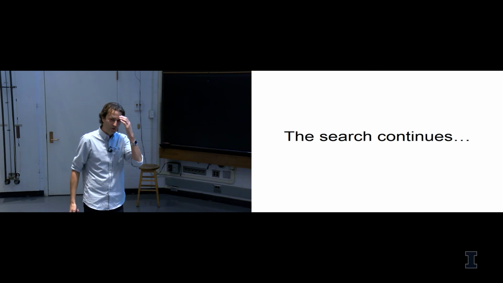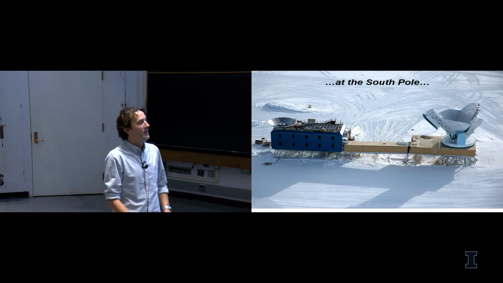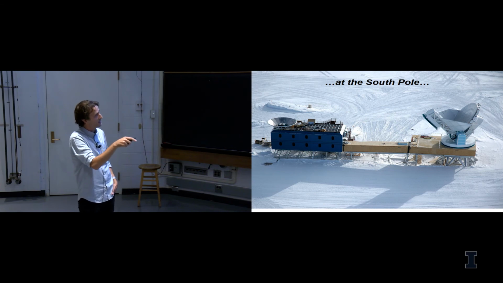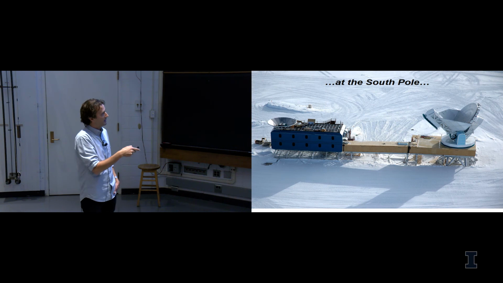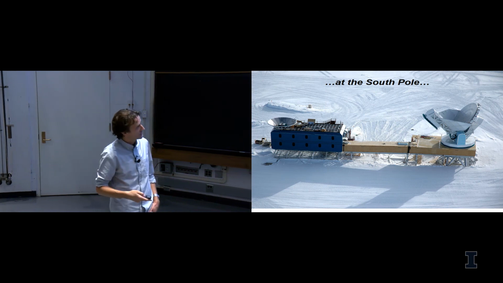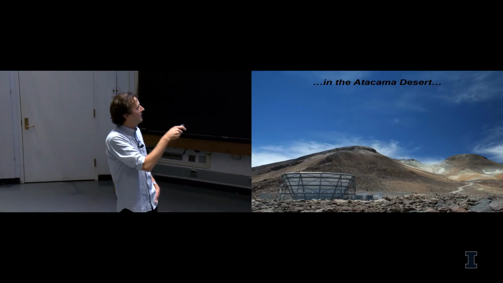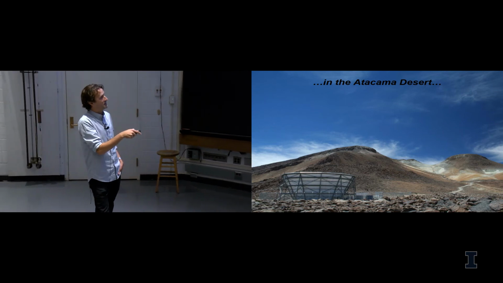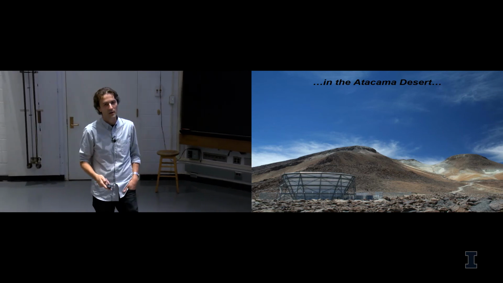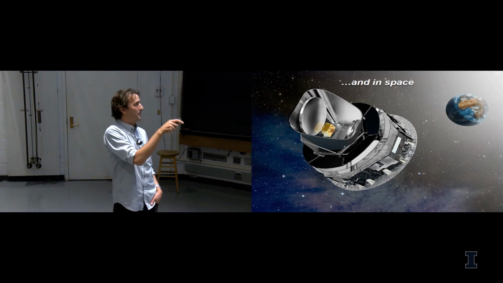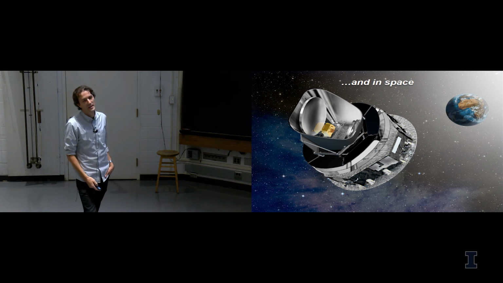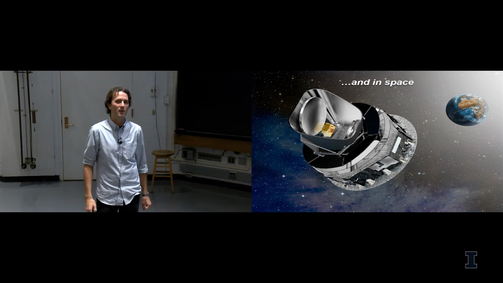So the search continues. At the South Pole, they've updated, so this is the BICEP experiment, over here is the SPT experiment, so a number of our faculty members here are involved in SPT. They're continuing to search for these B modes. There's a competing experiment run by the Princeton crowd in the Atacama Desert called the ACT telescope. And finally, beyond Planck, we're going to hopefully put more telescopes into space to look for this characteristic polarization signal.